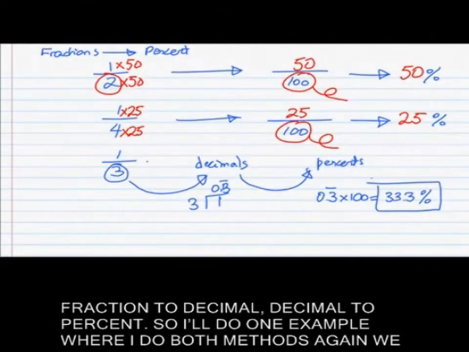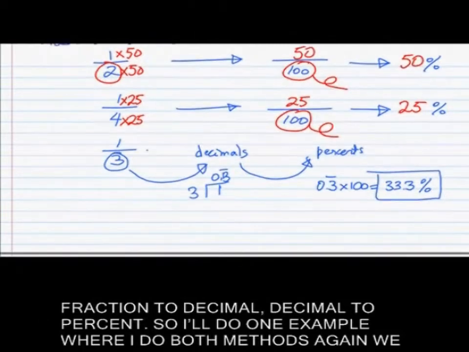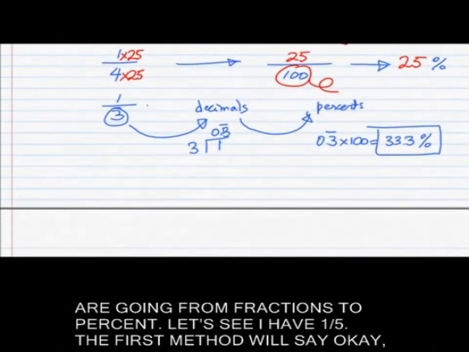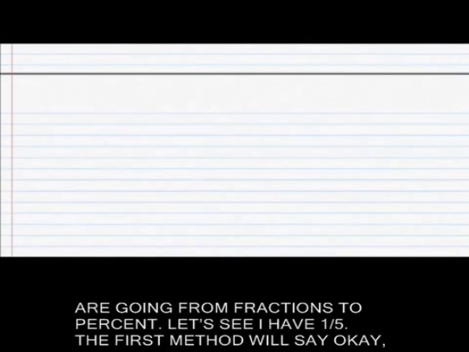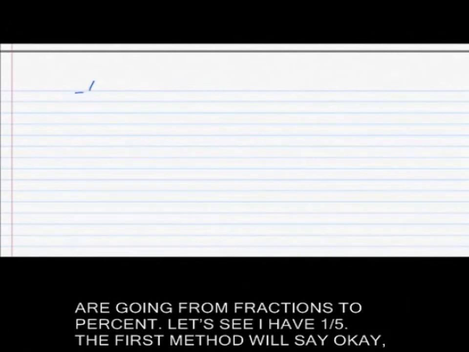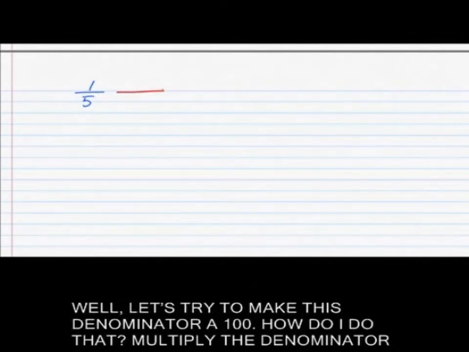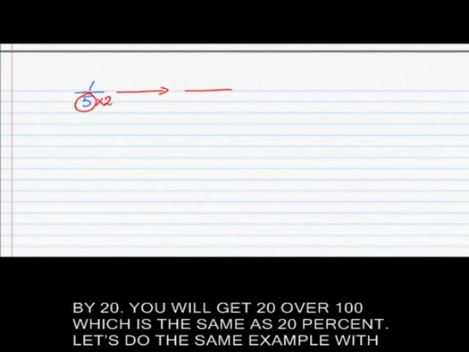So I'll do an example where I do both methods. Again, we are going from fractions to percent. Let's see, I have 1/5. The first method will say, okay, well, let's try to make this denominator 100. How do I do that? Multiply the denominator by 20. You will get 20 over 100, which is the same as 20%.